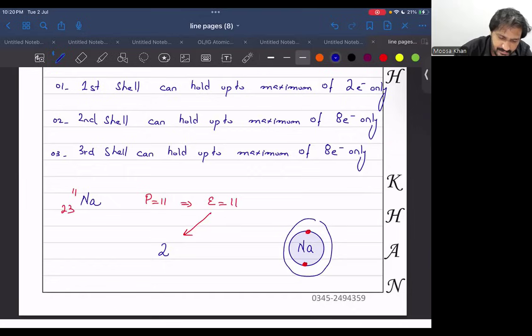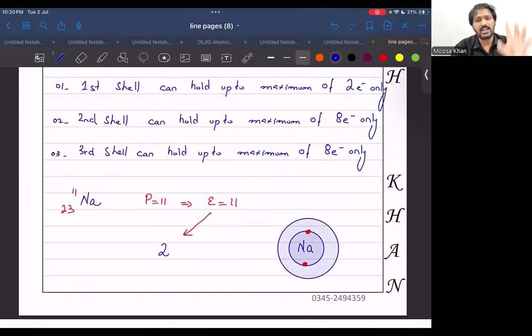The second shell can hold up to a maximum of 8 electrons. There are a total of 11 electrons in the atom of sodium, right? So 2 electrons are in the first shell. अभी तक आपने सिर्फ 2 electrons डाले हैं. तो second shell cannot hold the other 9 electrons. The second shell can hold only 8 electrons. Now the last electron, the 11th electron, will be in the third shell.